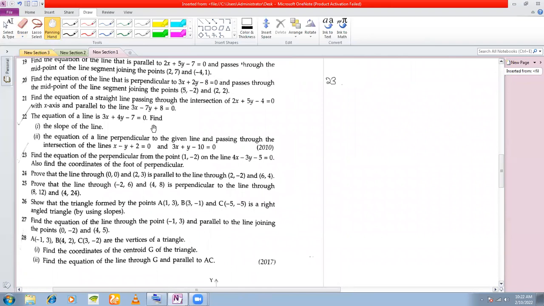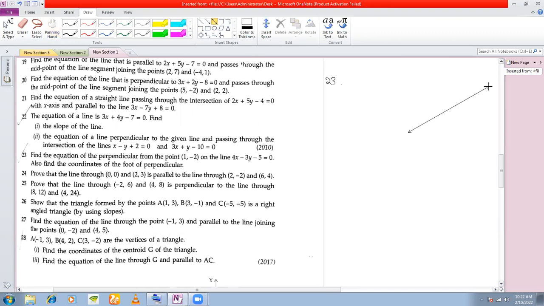If you read question number 23, it states: find the equation of the perpendicular from the point 1, minus 2 on the line 4x minus 3y minus 5 is equal to 0. Also find the coordinates of the foot of the perpendicular. Now what does this mean?